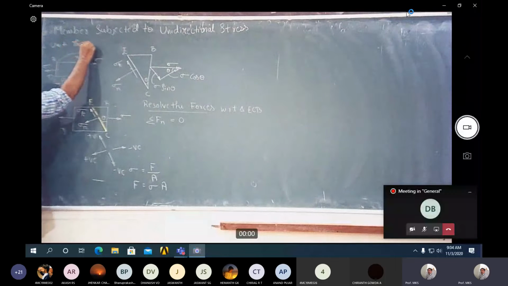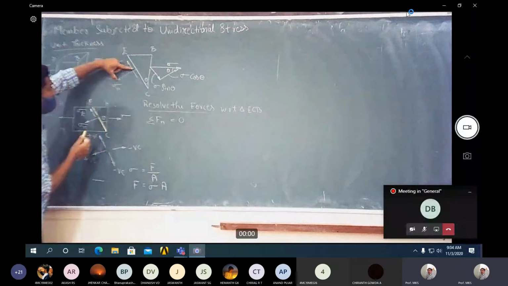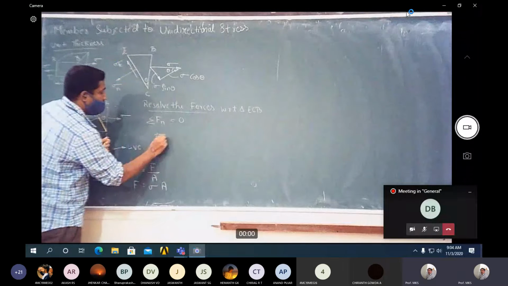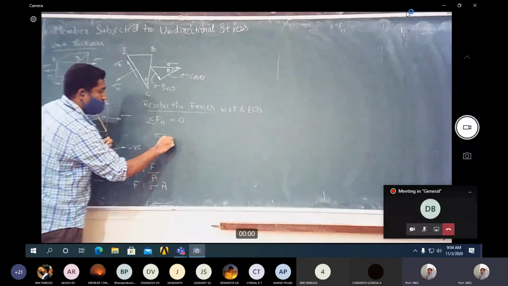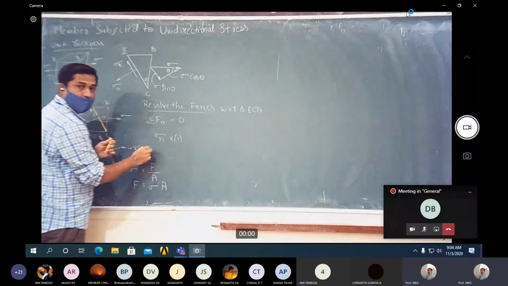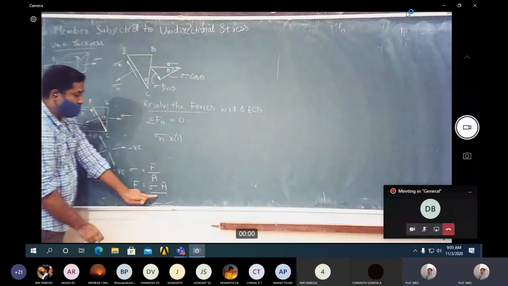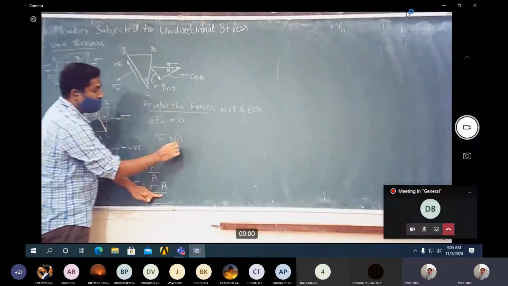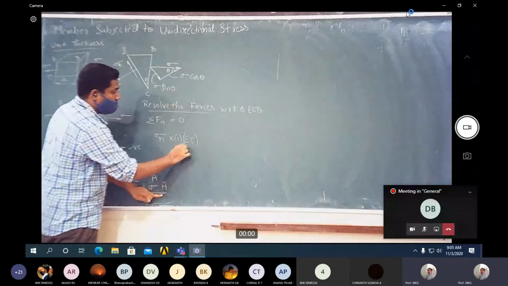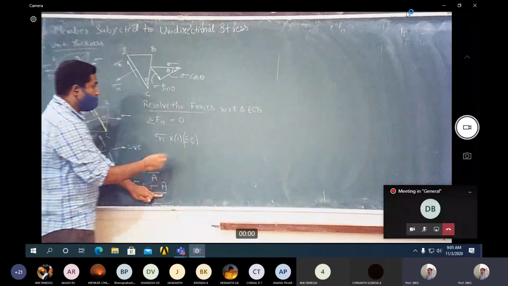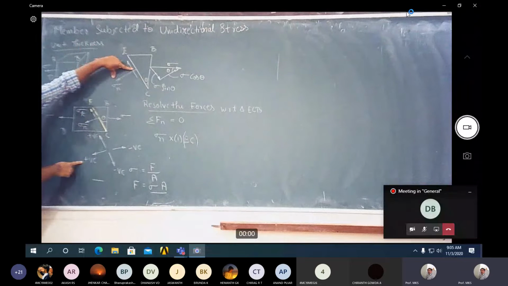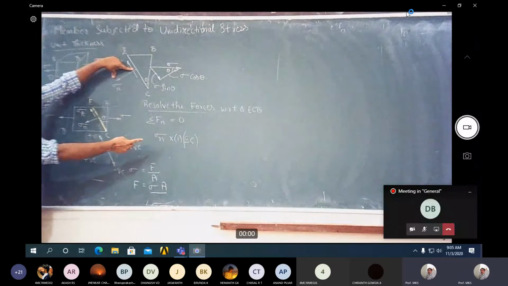I'm starting with the plane of unit thickness. So first we resolve for normal force. Normal force is only sigma n in this EC. So it is sigma n into unit thickness 1 area. Force is stress into area. Thickness is 1 and its plane is EC, so EC into 1 is the area. I am taking this as positive: whatever force goes in this direction, I take as positive. If something goes in the opposite direction, I take it as negative.